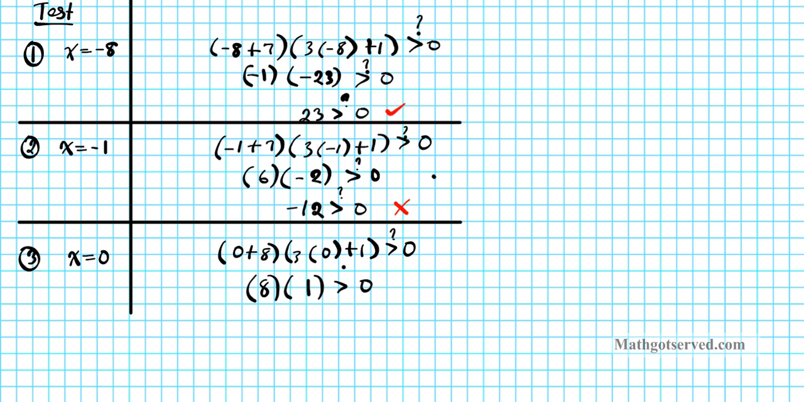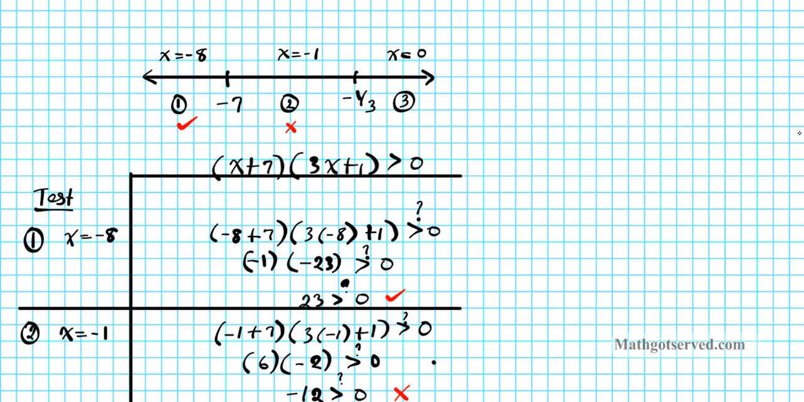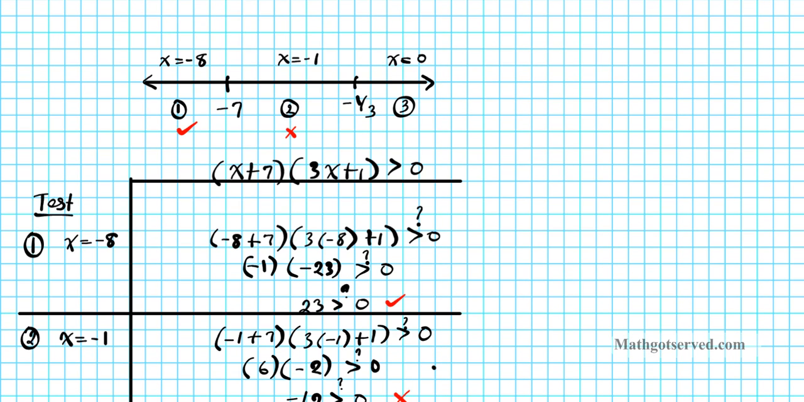Let's see, 8 times 1 is 8. Is 8 greater than 0? Absolutely. 8 is greater than 0, hence interval 3 is good. So if we go back to our original intervals, we see that interval 1 is good, and interval 3 is also good. So what does that tell us?